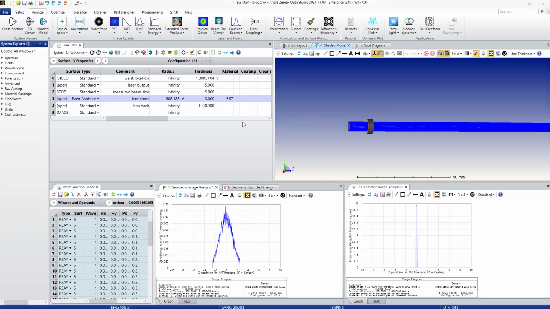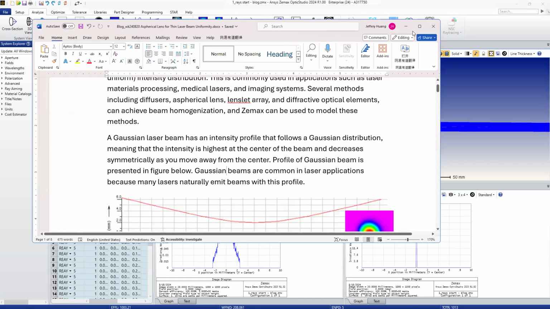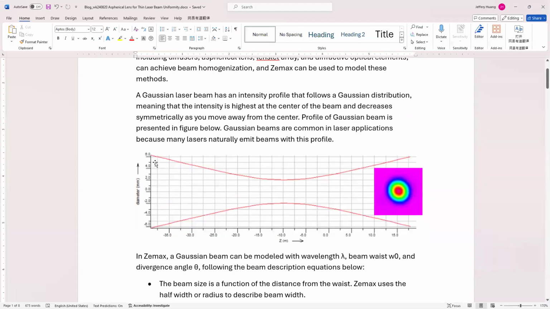Today, I'm presenting a case that's using an aspherical lens to uniformize a laser beam into a very thin profile. So you can see this light is within this Gaussian distribution, and the original light profile looks like this.